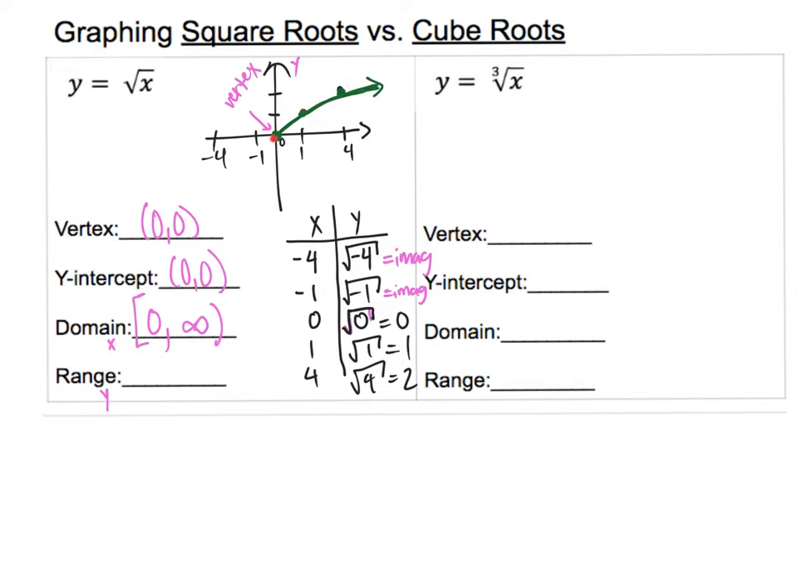y value here is at this point right here, and the y value is 0, so the lowest y value is 0. The highest y value, if you look at this curve, it does shoot upwards. This curve does go up, so it's going to positive infinity. So it's going from 0 to positive infinity. So again, square roots, you have a curve that's one-sided. It either can curve up or down, but it's only a one-sided curve.